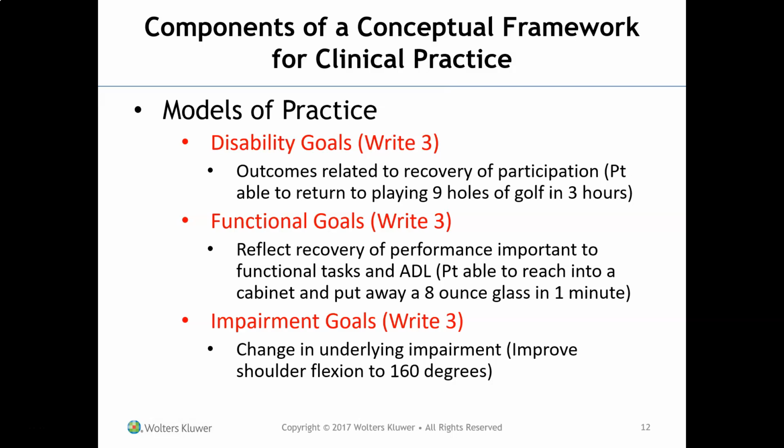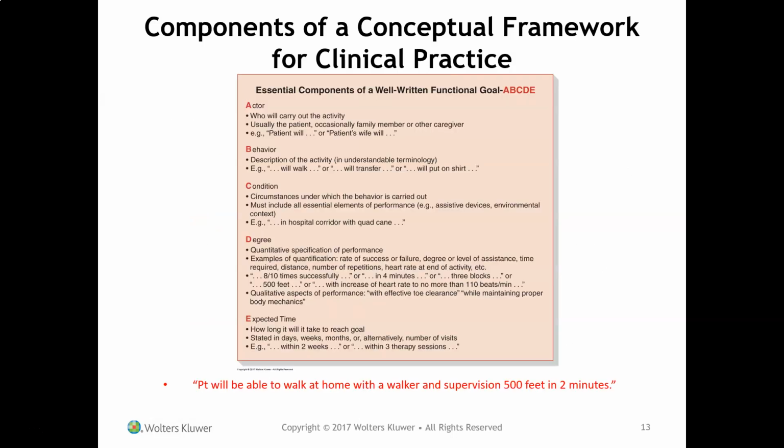And in your book on page 139, it has the essential components of a well-written functional goal. There's the A, B, C, D, E rule. A is the actor, who will carry out the activity. B is the behavior, a description of the activity, for example, will walk. C is condition, the circumstances under which the behavior is carried out. D is degree, the quantitative specification of the performance, so this is 8 out of 10 times, in 4 minutes, 3 blocks, 1 mile, 500 feet. And E is expected time: how long will it take to reach the goal? It's stated in weeks, months, or alternating. So you can group that into long-term and short-term goals.